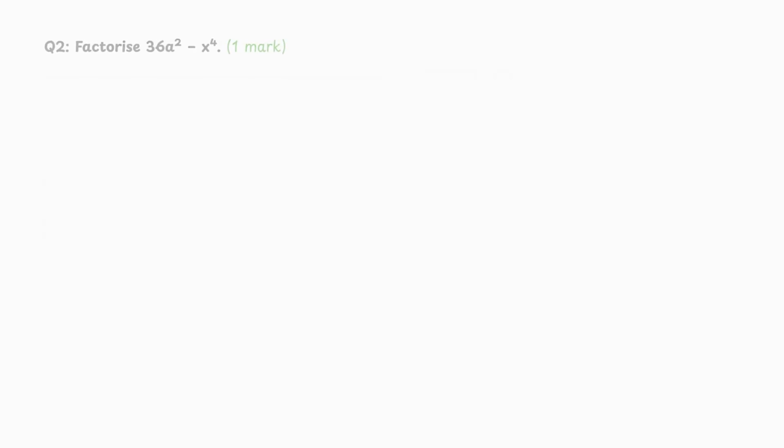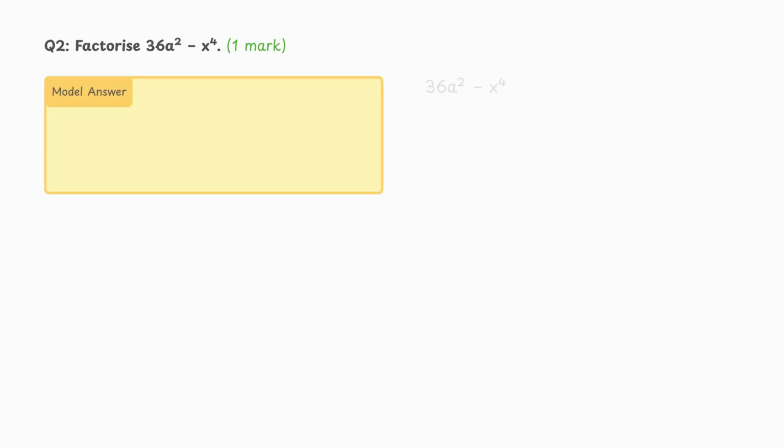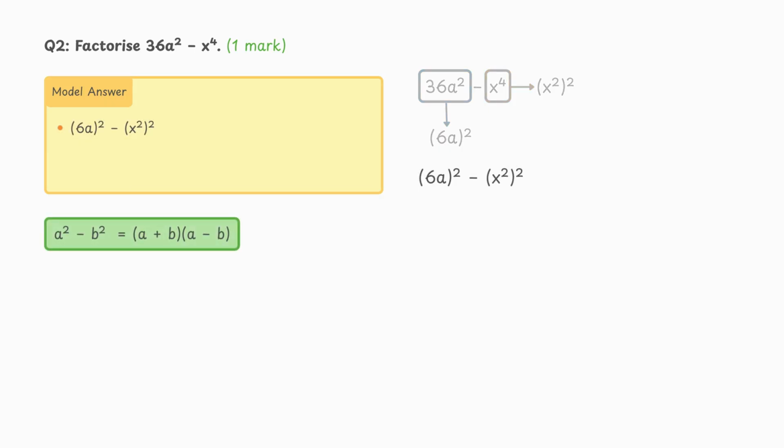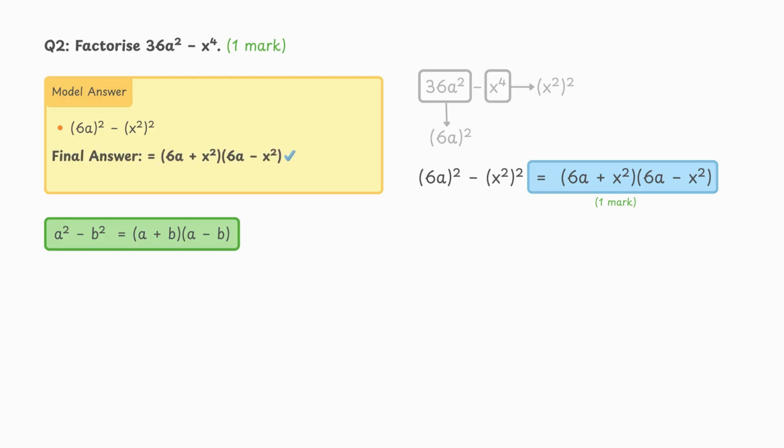Let's have another question. Factorize the given expression. Again, you can pause the video and try it yourself. Start by checking whether each term is a square. 36a squared is 6a all squared, and x to the 4 is x squared all squared. Now the difference between the two squares is clear. Use the pattern. So we shall be applying the same factorization method from the previous question. Therefore, the final answer is 6a plus x squared multiplied by 6a minus x squared.